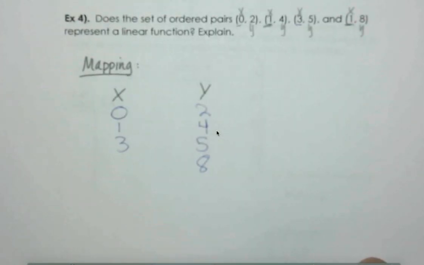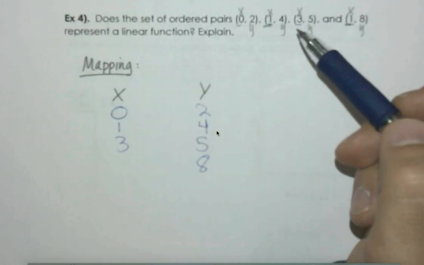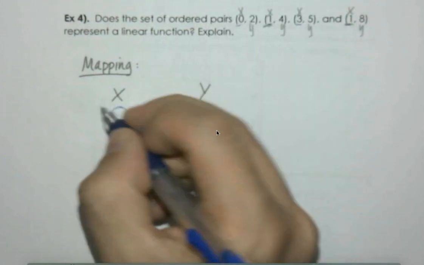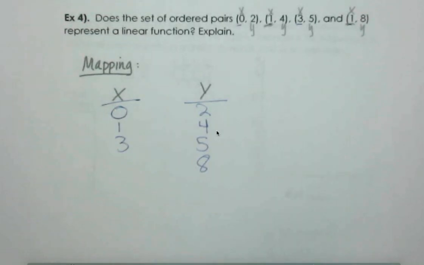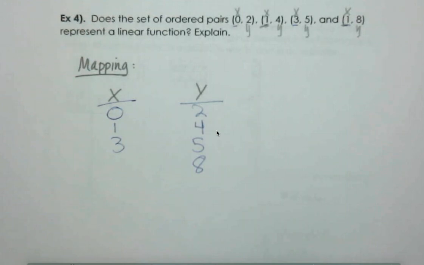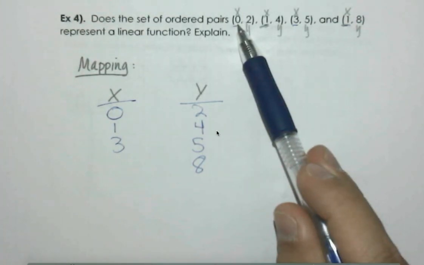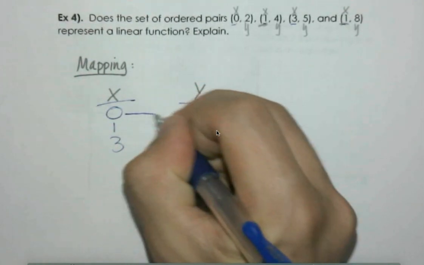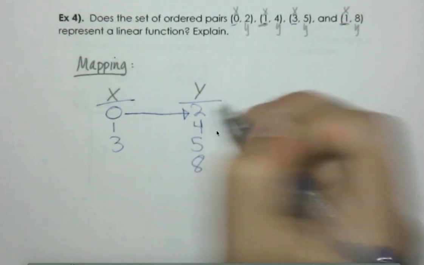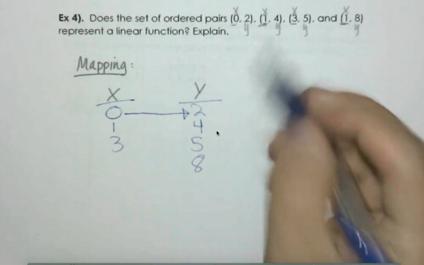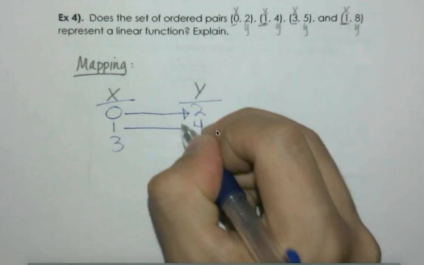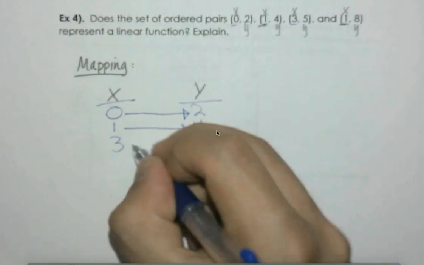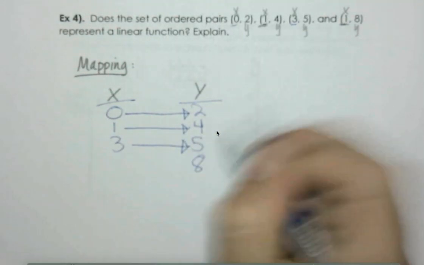Pretty easy to just map this out. Although we're being given the terms as ordered pairs, we might see them here mapped out like this, where we're pretty much just going to map out what's said here, where when x is 0, that correlates with 2. So we draw arrows from our x values to our y values. Next point saying 1 to 4. Next point saying 3 to 5. Finally 1 to 8.